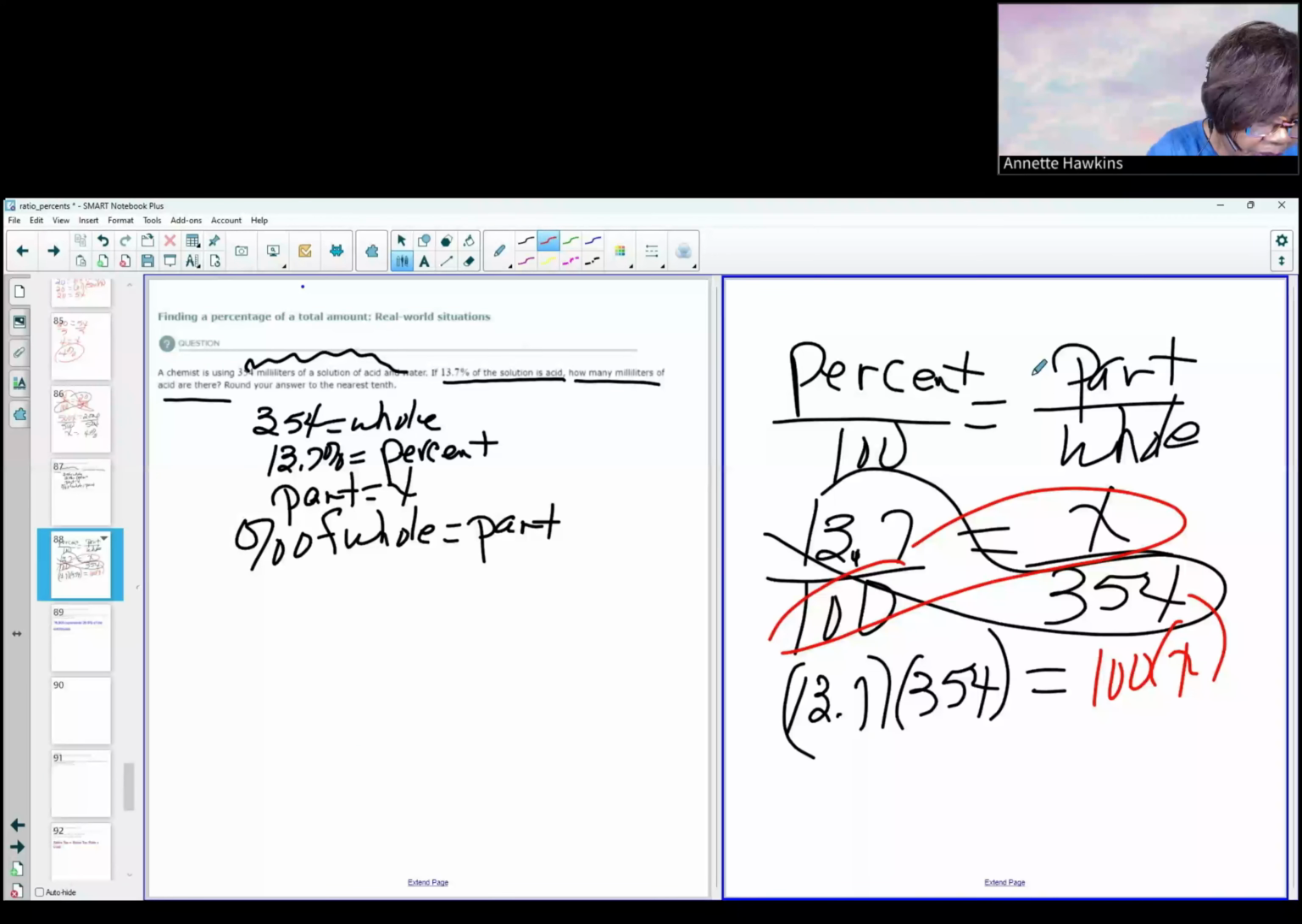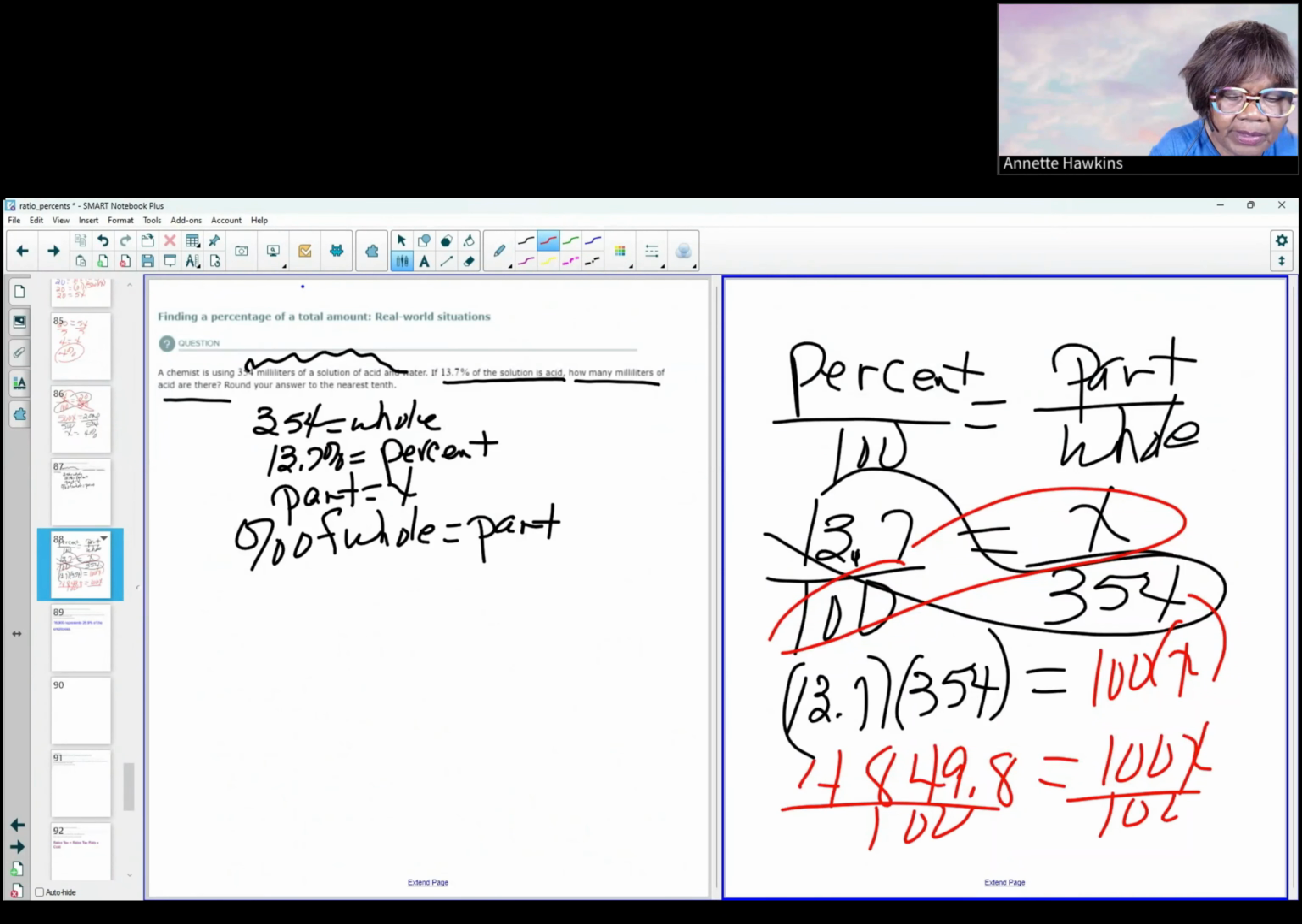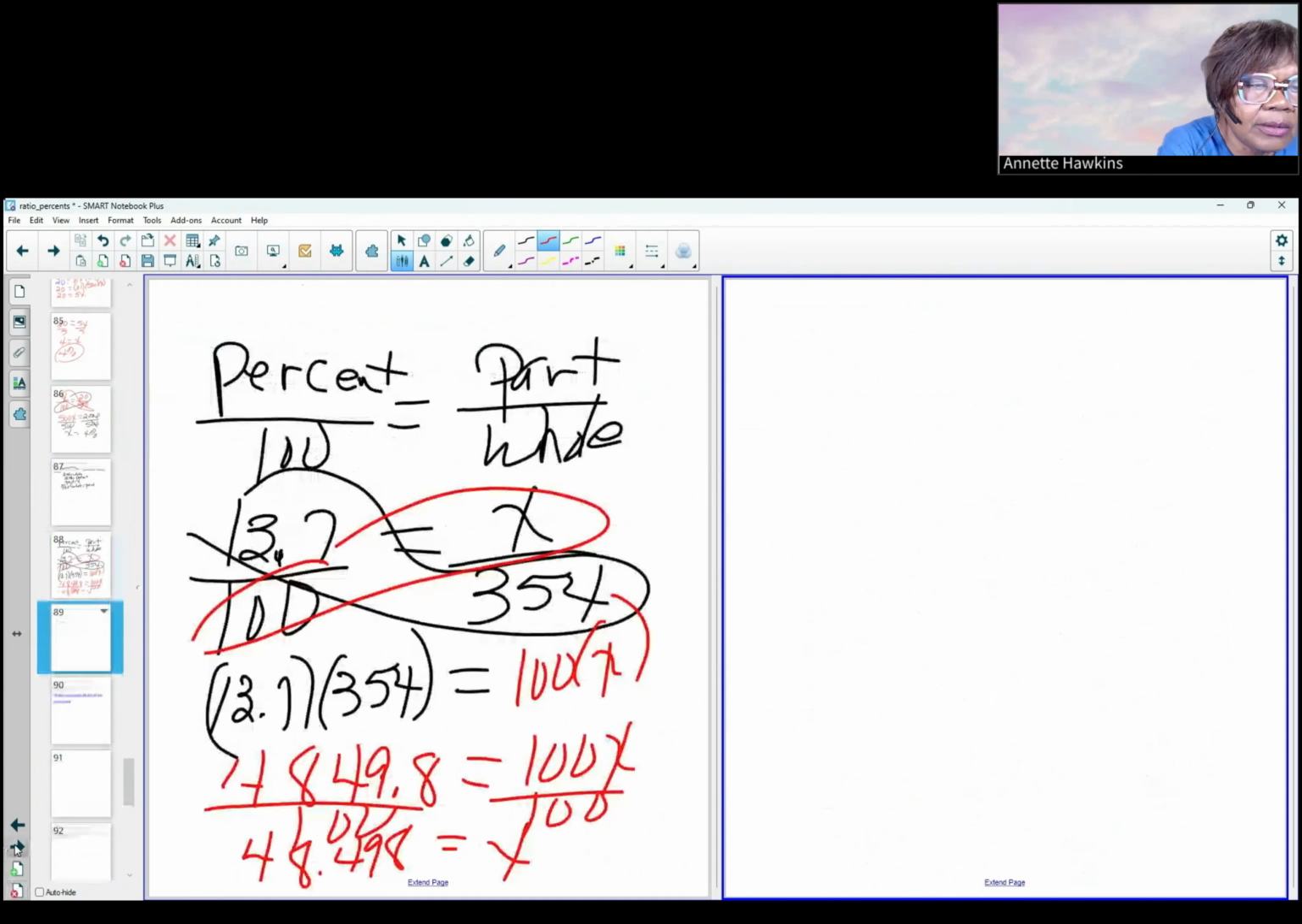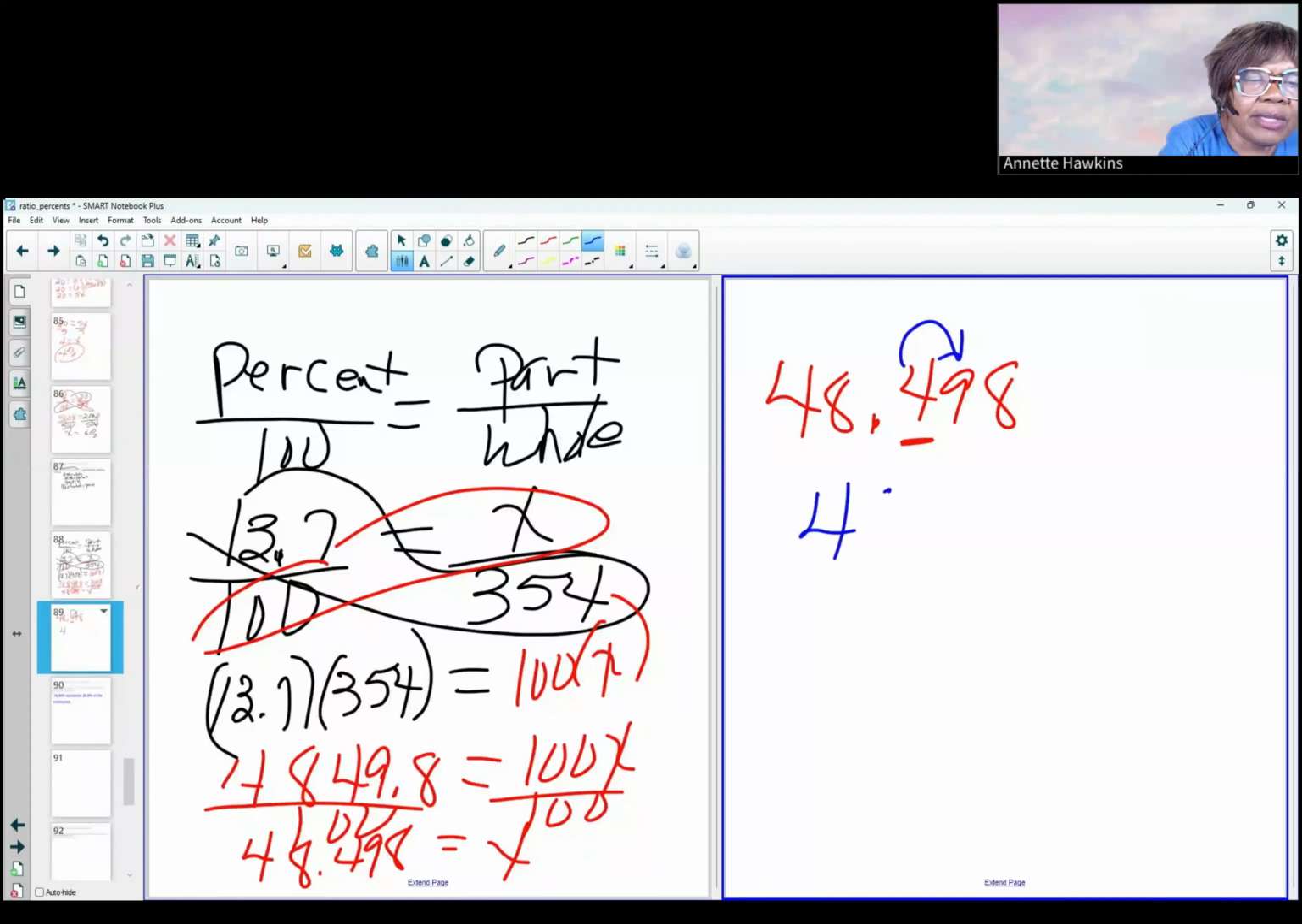So this is 4849.8 equals 100X divided by 100. And so we get 48.498 equals X. And it says to round to the nearest tenth. So 48.498, this is the tenths. We look to the right, that's 5 or more, so we get 48.5 milliliters.